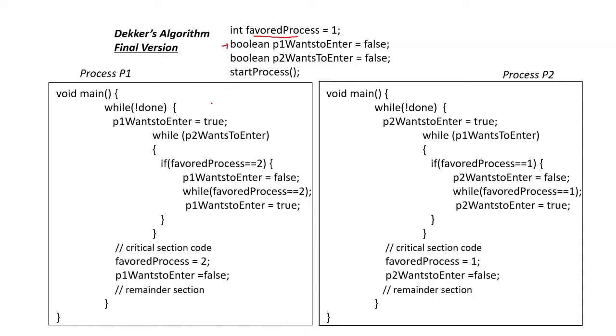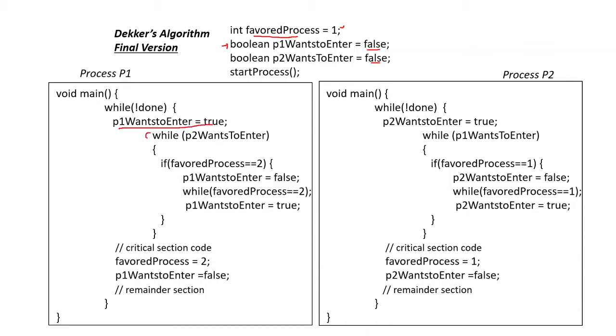Say we start from the start. In this case, the int favored process has been set to 1. Boolean P1 wants to enter is set to false, P2 wants to enter is set to false, and P1 is the first process to begin. So P1 wishes to enter into the critical section, so it changes the value of the variable P1 wants to enter to true.